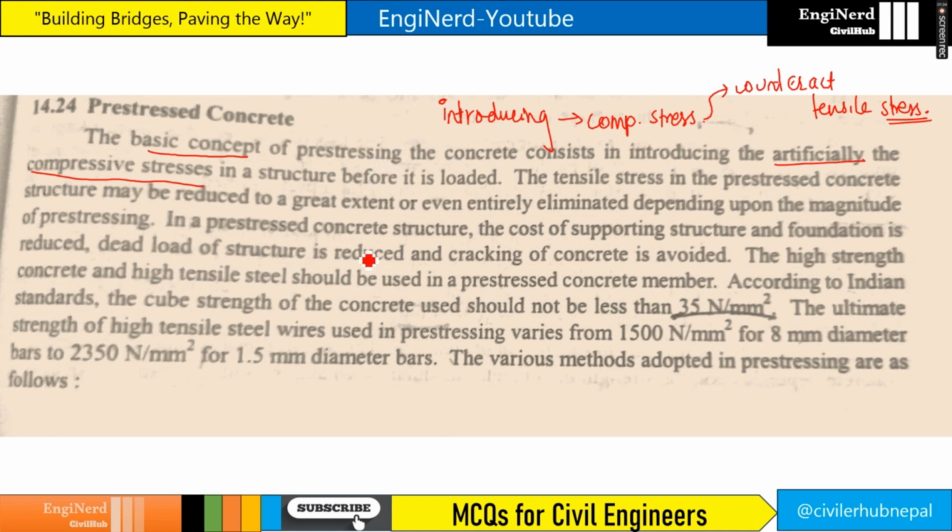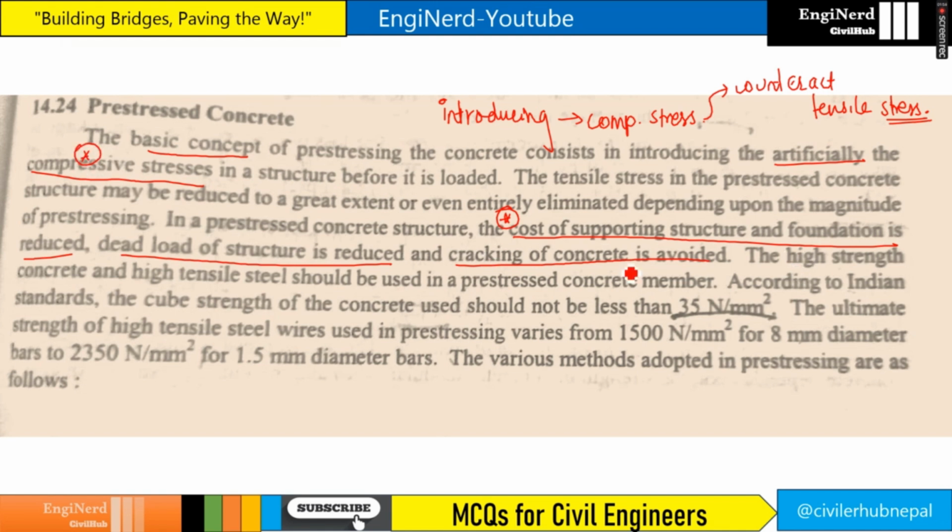Again, in a prestressed concrete structure, the cost of supporting structure and foundation is reduced, dead load of structure is reduced, and cracking of concrete is avoided. This is also important here.